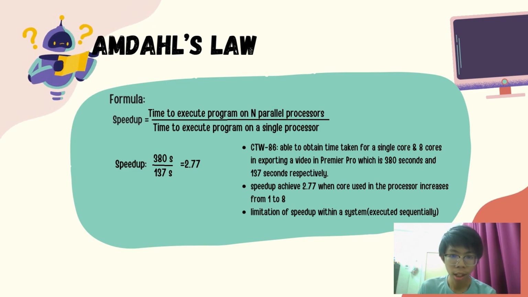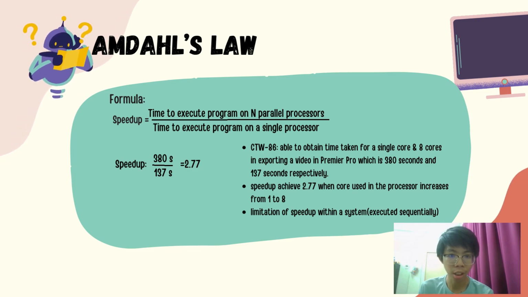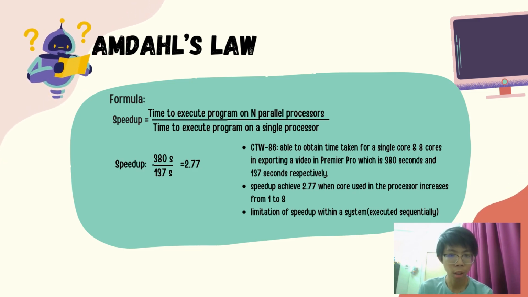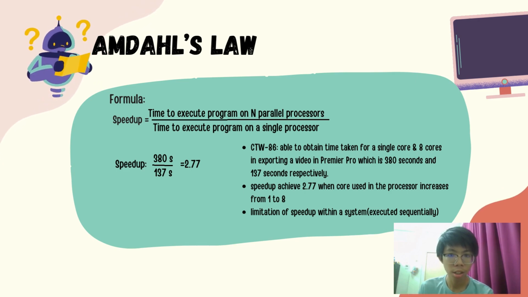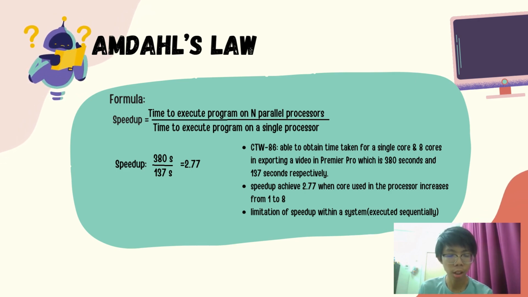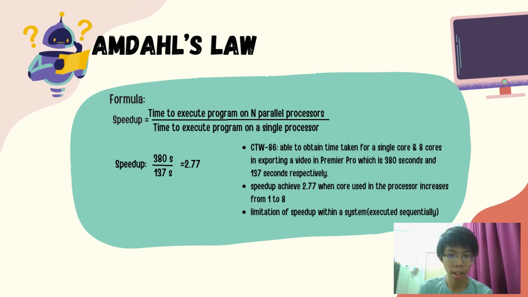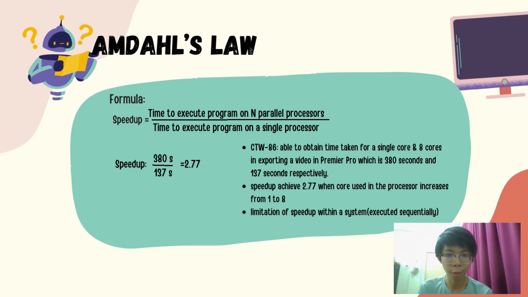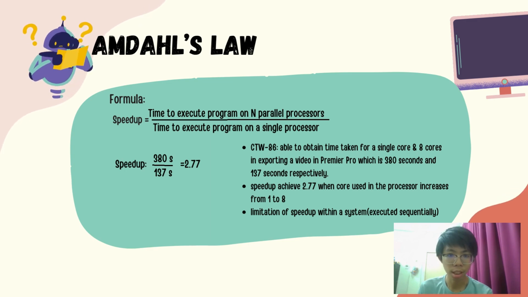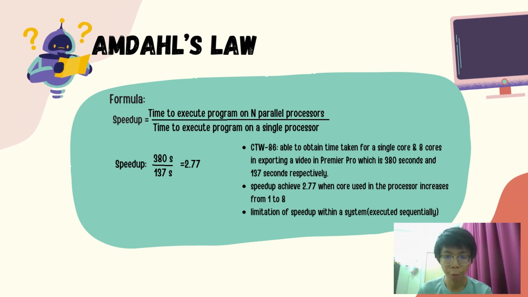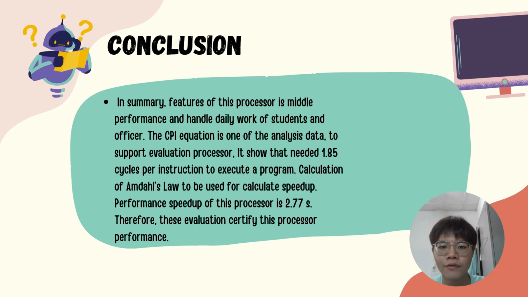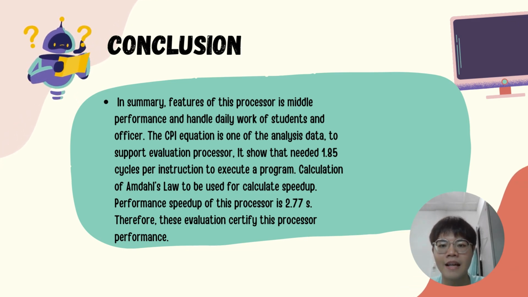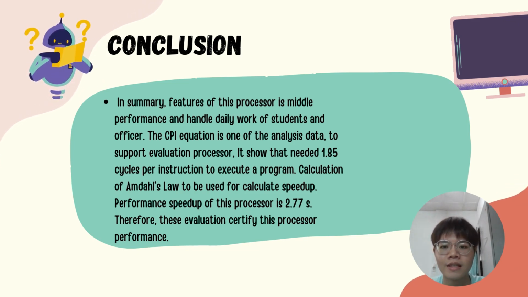However, from Amdahl's law, there is a limitation to the speedup of the system, as some tasks can only be executed sequentially. So the speedup from one core to 8 cores is not 8, but only 2.77. However, our processor still achieves a top ranking among processors of the same level. In summary, the features of this processor are middle performance, handling the daily work of students and officials.